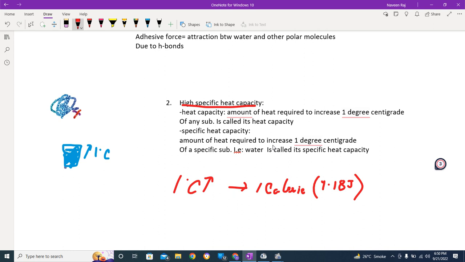In the next video we're looking into the high specific heat of vaporization of water.